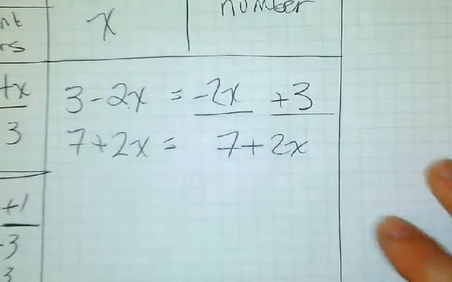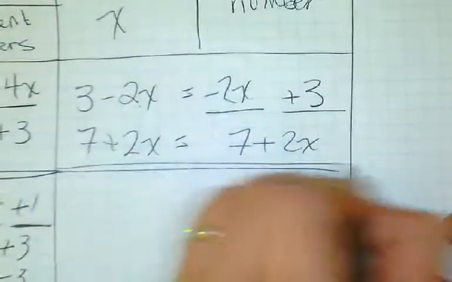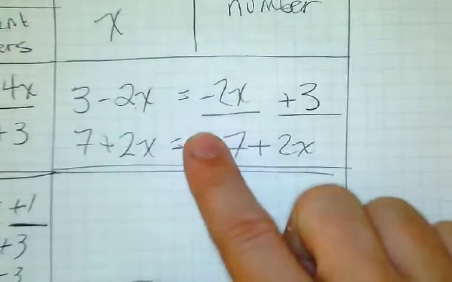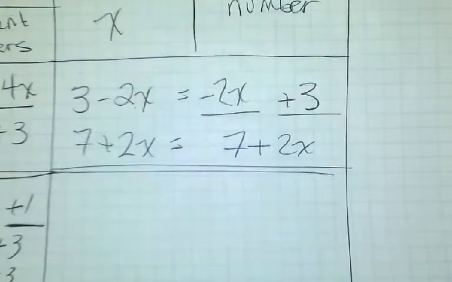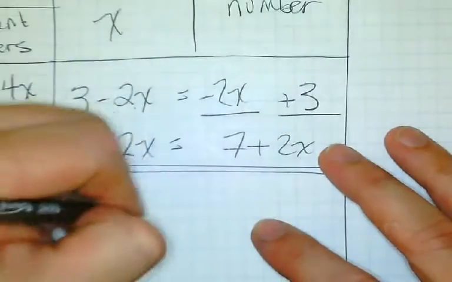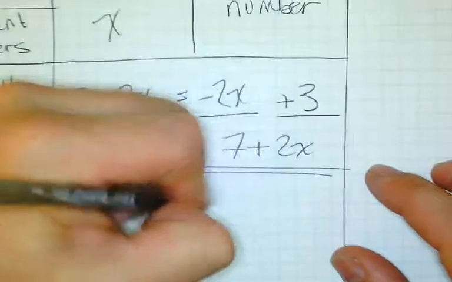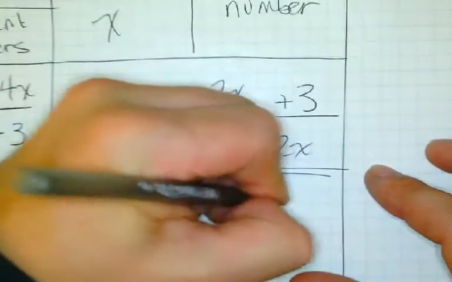So let's throw a curveball. Let's apply what we're talking about right now to what we worked on earlier today. Let's give you this. Negative 3x plus 8 equals negative 3x plus c.